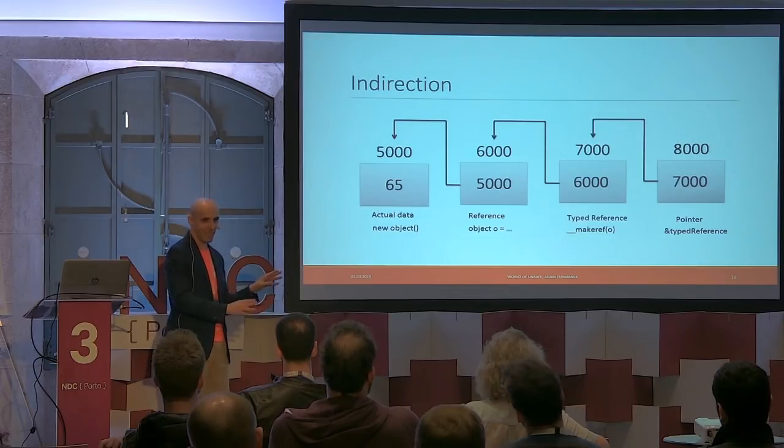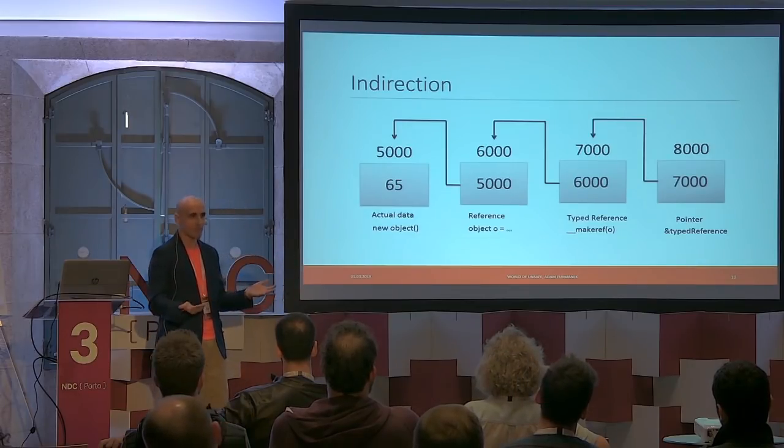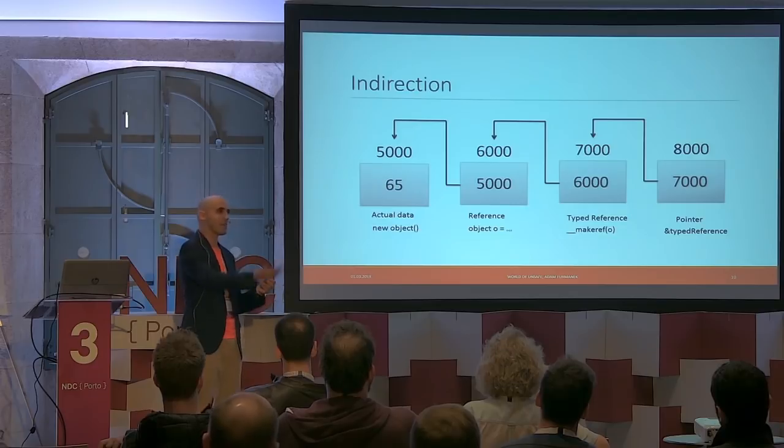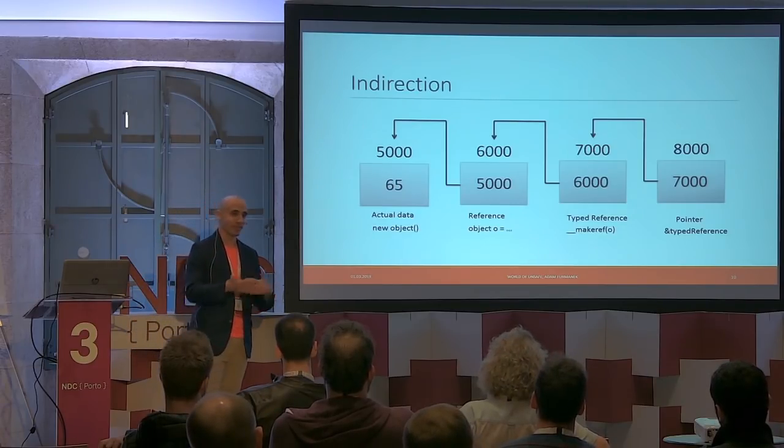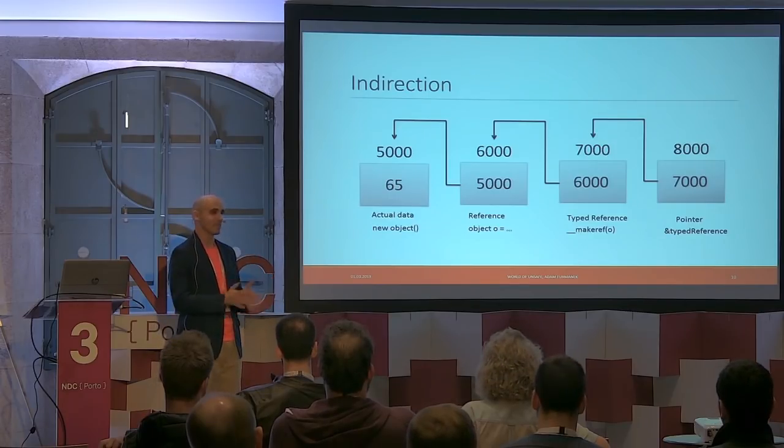Because we cannot just use typed reference, because we have type safety. What we need to do is we need to get a pointer to a pointer to a pointer to the object, so we can then treat it as an integer and then modify everything else.